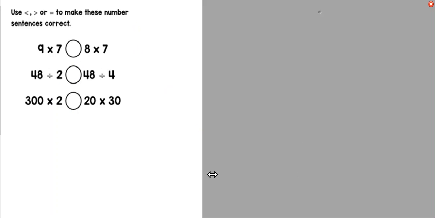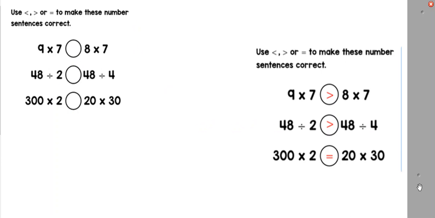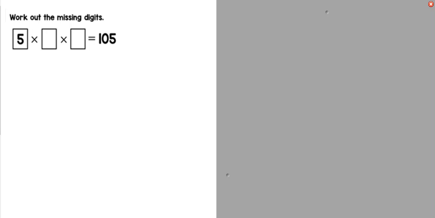Let's have a look at the answers then. So you should have 9 times by 7 is larger than 8 times by 7. You should have 42 divided by 2 is larger than 48 divided by 4. You should have 300 multiplied by 2 is equal to 20 multiplied by 30. Well done if you got that correct. Let's have a look at this one.